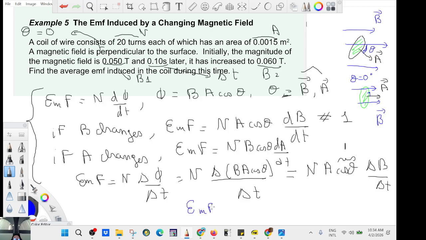So the EMF, I didn't do it, okay? So you do it. Number of loops times the area, so 0.0015, times the final, so 0.06 minus 0.05, over the time elapsed.